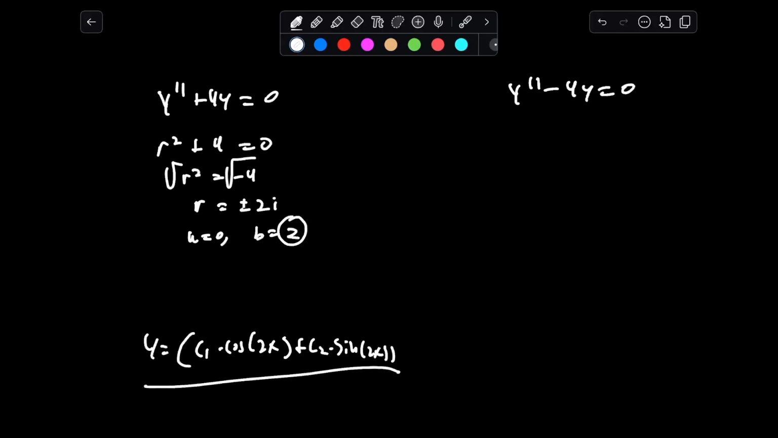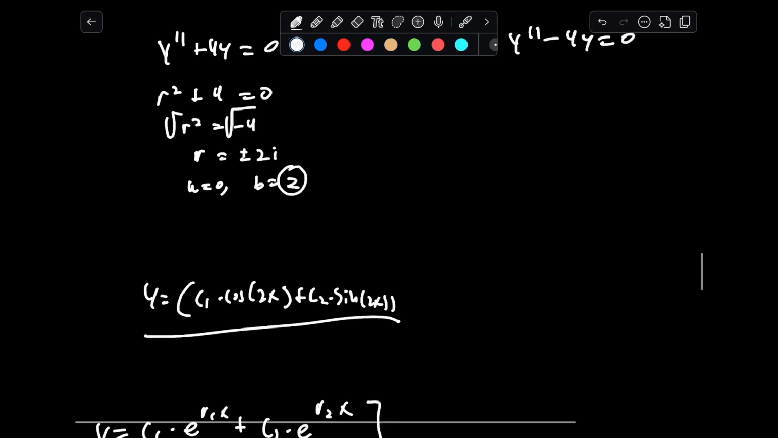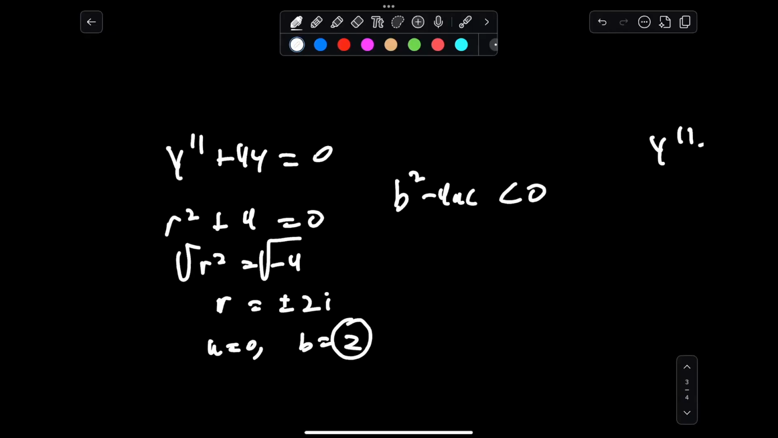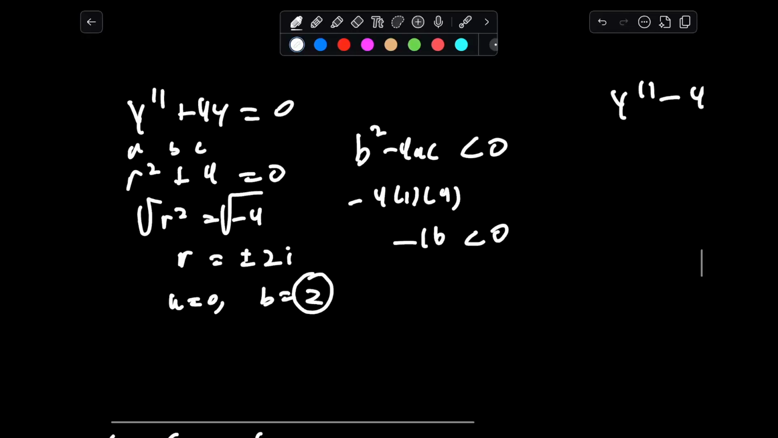We use this particular case since the discriminant b squared minus 4ac was less than 0, and we can also verify that by quickly computing b squared minus 4ac. If we convert the characteristic equation to these a, b, and c components, a is 1, c is 4, and we don't have a b term. The discriminant is b squared minus 4ac, so b squared is 0 squared, minus 4 times a, which is 1, times c, which is 4. So we would have negative 16, which is less than 0.